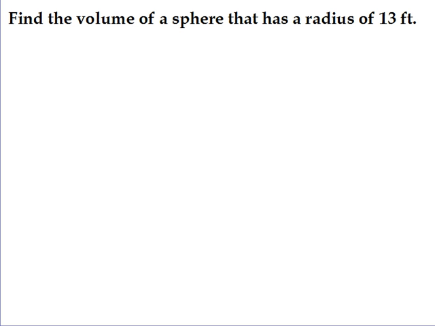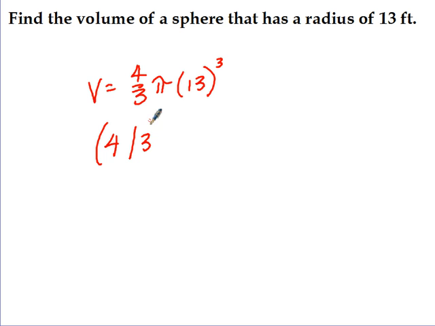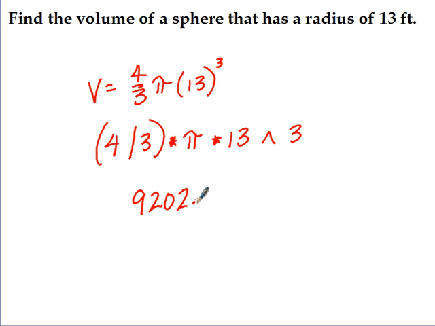Find the volume of a sphere that has a radius of 13 feet. So r is 13. So my volume is just 4/3 times pi times 13 cubed. So again, to plug into the calculator, 4 divided by 3 times pi, or 3.14, times 13, and then the caret, and then 3. And when you hit enter, and we're going to round, you should get 9,202.8 cubic feet.